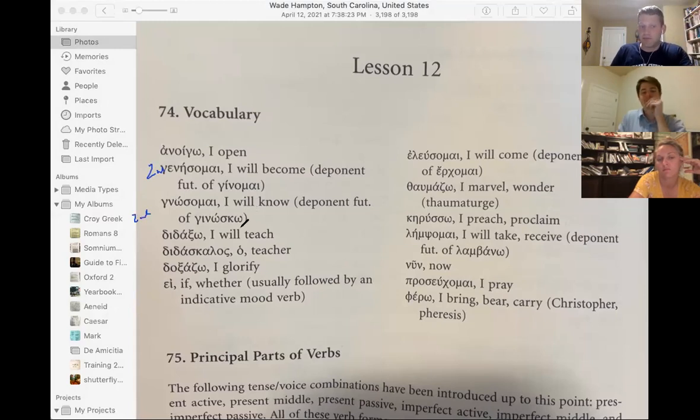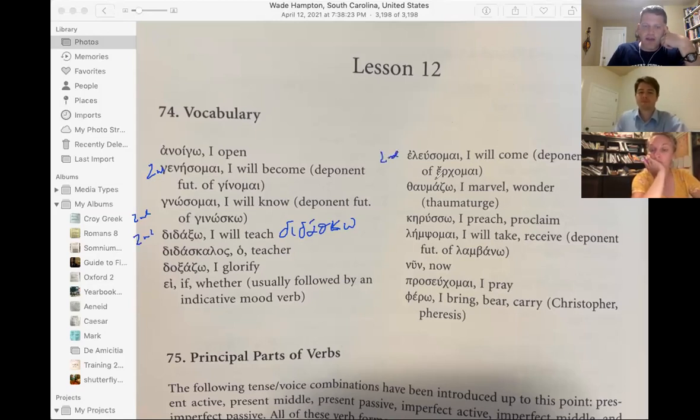Ginosko, gnosomai. Another second principal part, diduxo, I will teach. What verb do you think this is the second principal part of? Didasko. Good. And we're going to go into how this is formed in just a second. Okay, here's one. Erkomai becomes eleusomai, so there's another second principal part. Thaumazo, that's just a new verb. Oh, lempsomai, there we go, the deponent future of lambano. And I think that's it.